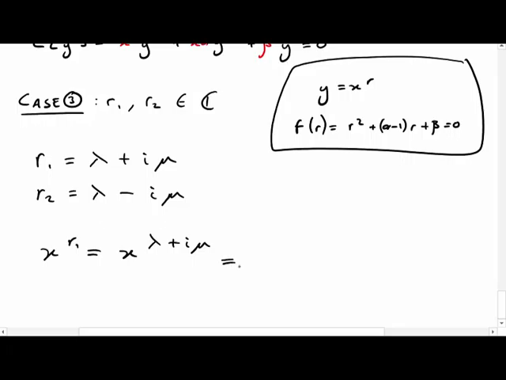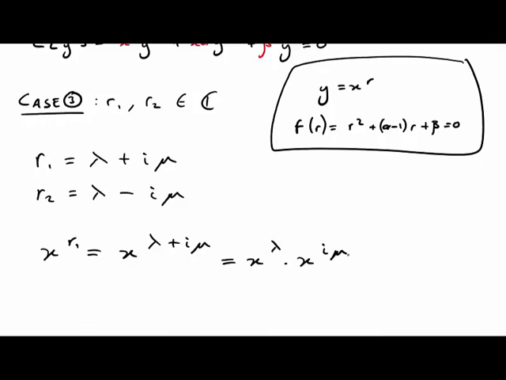So let's just do a little bit of work with this. I'm going to split this up into two, because if I'm adding the powers together, I can just split it up into two indices. So x to the power of lambda times x to the power of i times mu.